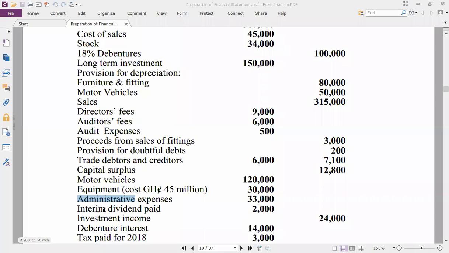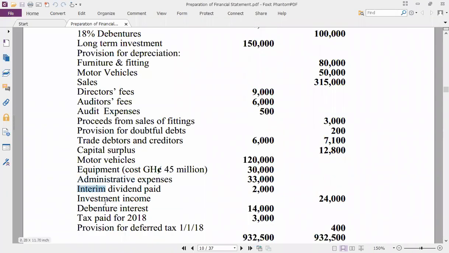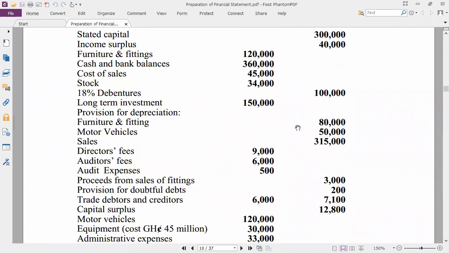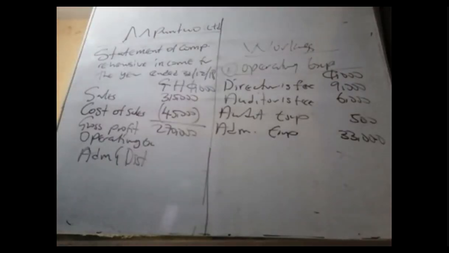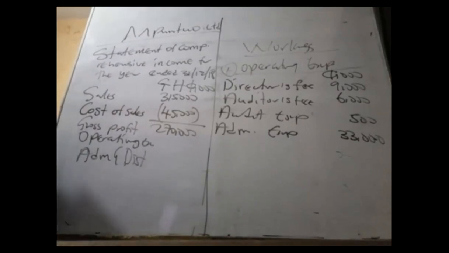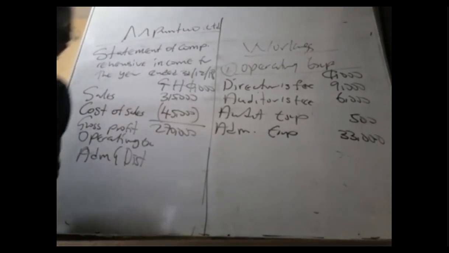The next item is what? Interim dividend, no? Investment income, no? Dividend, debenture interest, nope. Tax paid, nope. Pushing for deferred tax, nope. So that's all. I want you to be sure, 100% sure. So take notes of that. So now we are done with the operating expenses.